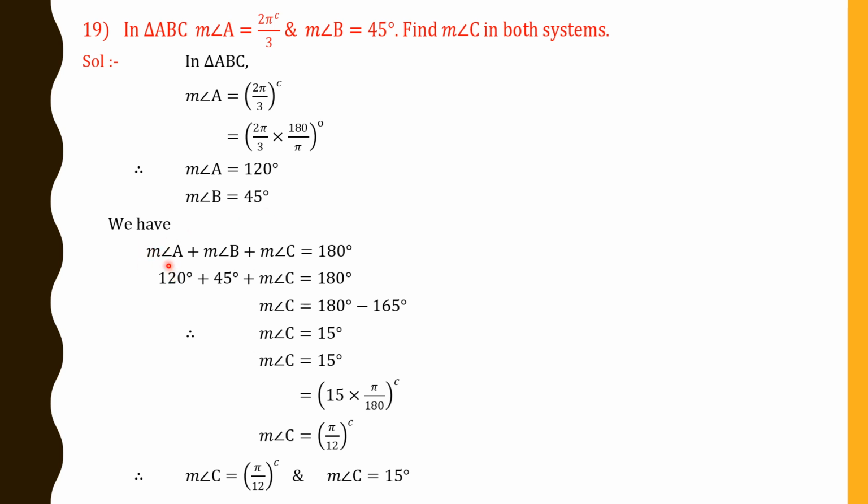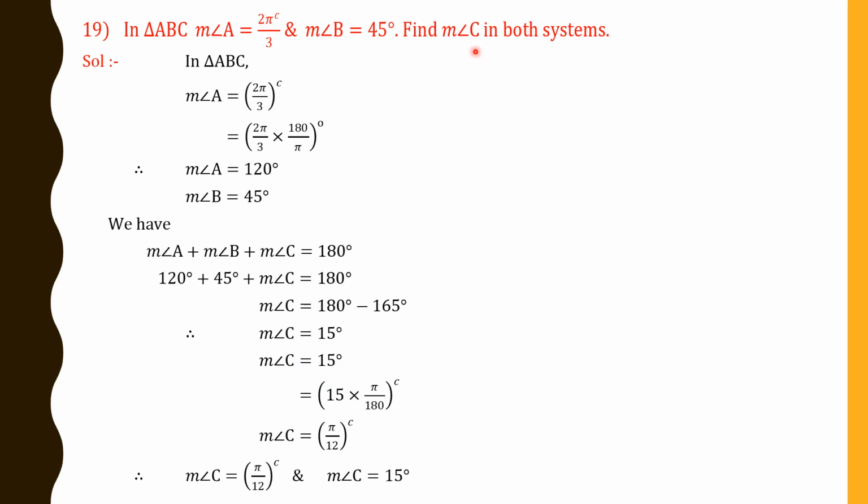We have sum of the angles of a triangle is 180 degree. Therefore, measure of angle A plus measure of angle B plus measure of angle C equal to 180 degree. Put the values of A and B. A is 120 degree plus B is 45 degree plus measure of angle C equal to 180 degree. 120 plus 45 is 165 degree. Take this term on RHS, then measure of angle C equal to 180 degree minus 165 degree. 180 minus 165 is 15 degree. Measure of angle C is 15 degree.